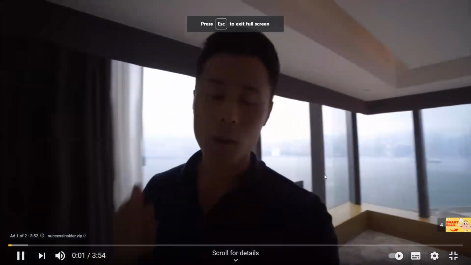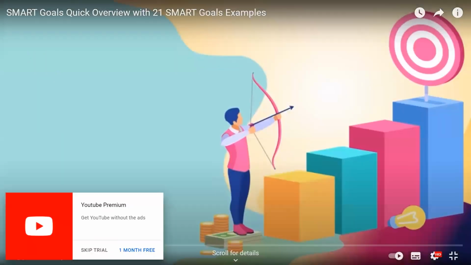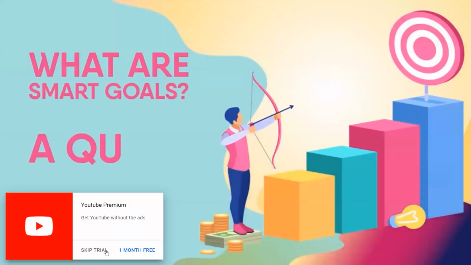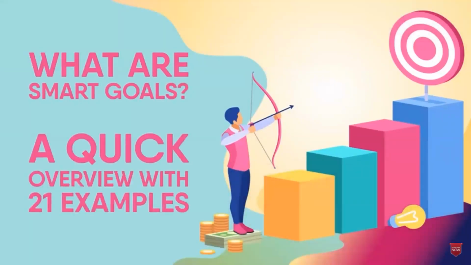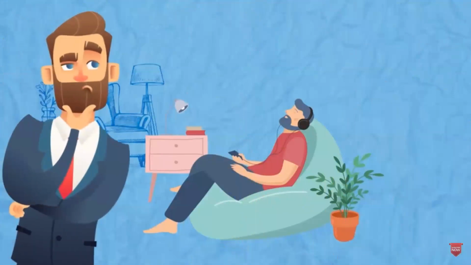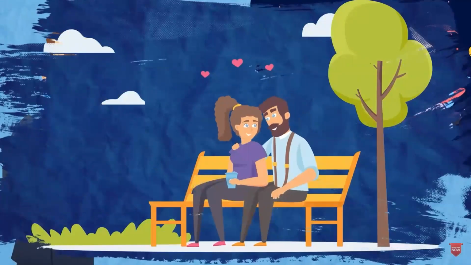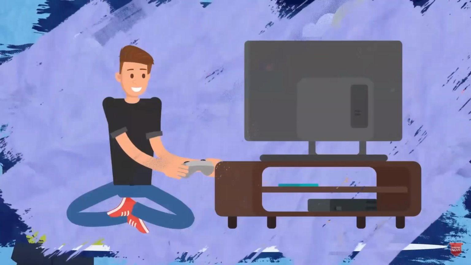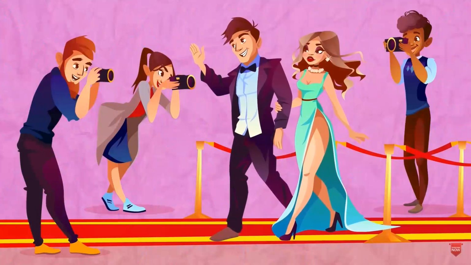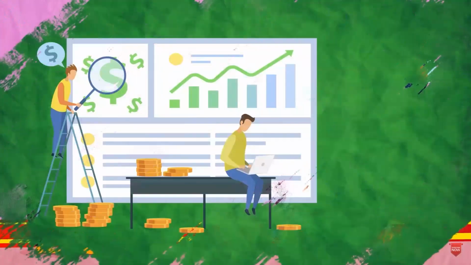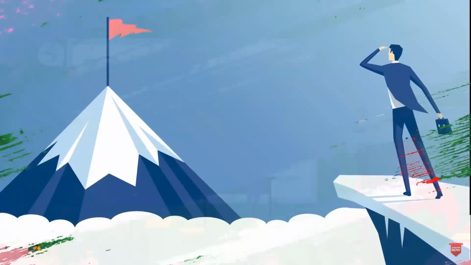Sometimes the fear of what could happen is making nothing happen in your life. Goodbye. What are SMART goals? A quick overview with 21 examples. What do you really want from life? We all have dreams and aspirations. Many of us long for fulfilling relationships. Some desire personal freedom. Others want fame and success. And some strive for a profitable business or career. Wherever your ambitions may lie, goal setting can get you there.